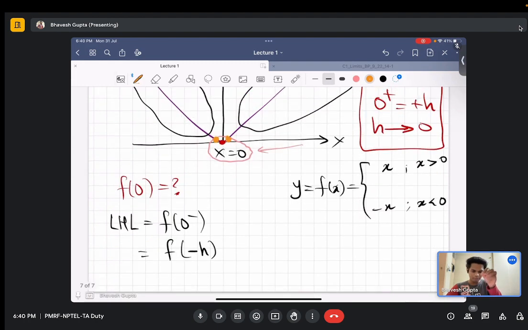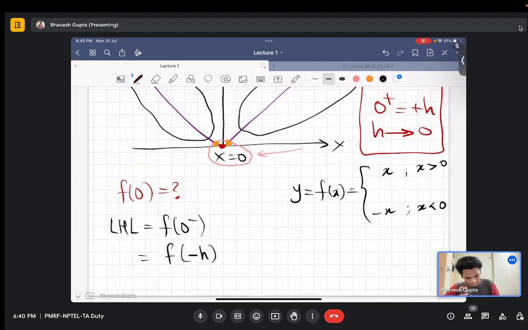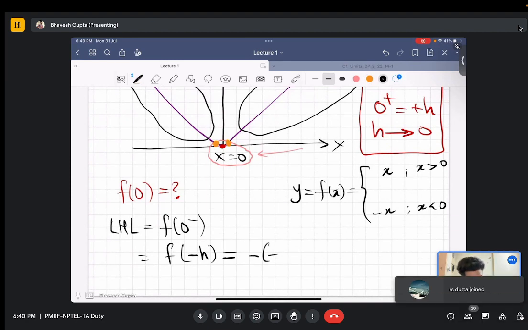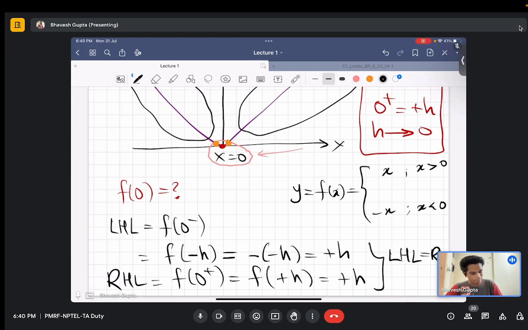So I'll just calculate that. What I found is that the left hand limit is equal to the minus of minus h, which is plus h. And if I calculate the right hand limit, this turns out to be f of plus h, which is again plus h. And we see that the left hand limit is equal to the right hand limit.